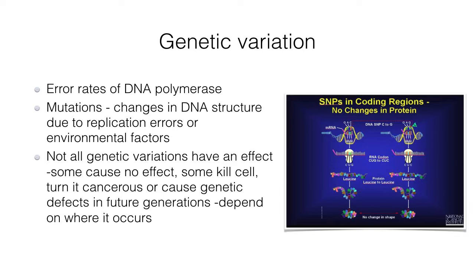So these changes or genetic variation are caused by mutations, meaning changes in DNA structure due to replication errors or environmental factors. Not all genetic variation has an effect. Some may cause no effect at all. Some would kill cells, turn them cancerous, or cause genetic defects in future generations. So it depends on where it occurs. Sometimes the disease occurs due to changes which alter the function of important proteins that are needed for health.